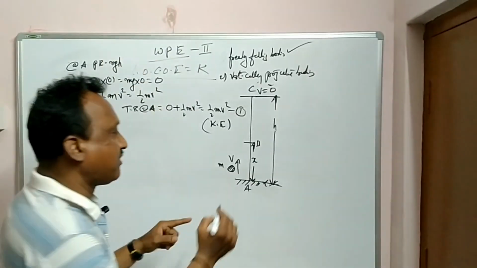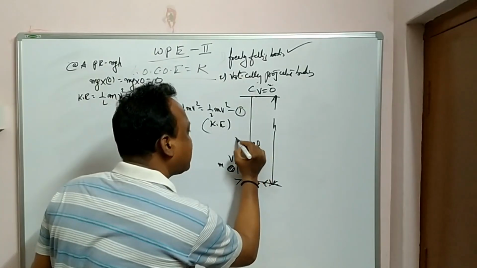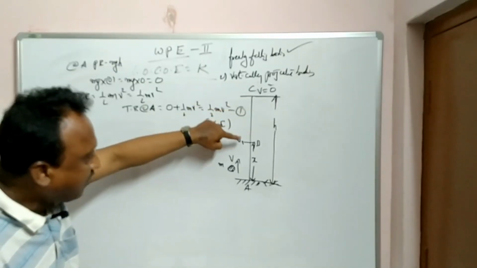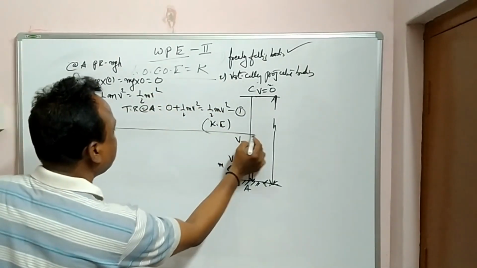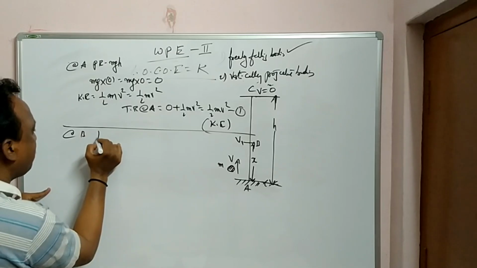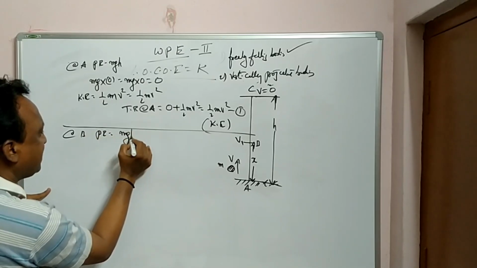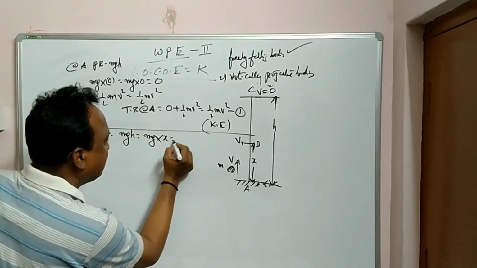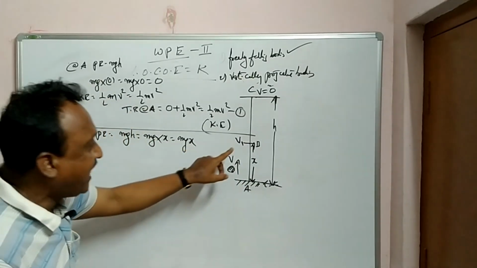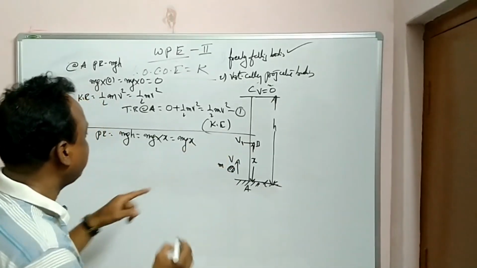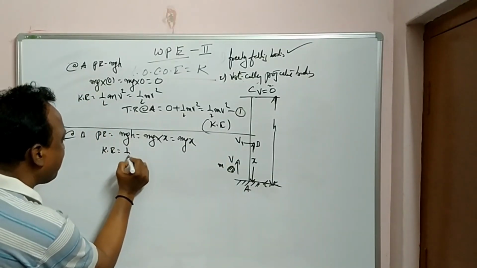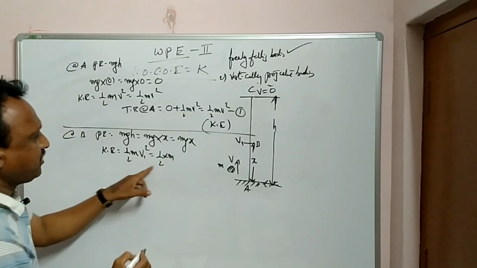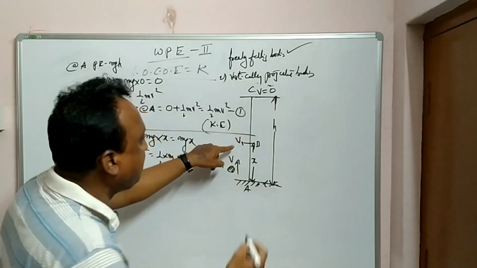When the body is projected upward, the velocity gradually decreases. So let the velocity at B be V1, and finally at the highest point it becomes 0. Now we have to calculate at B. So at B, what is PE once again? mgh, that is mg into how much displacement has gone vertically? X. So mg into x. Now at B, what is the velocity? It is changing to V1. So what is KE now? KE is equal to half m V1 square. Do you know the V1 value? We don't know, so we have to calculate it once again.